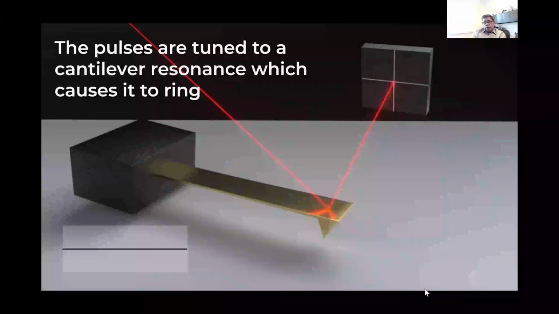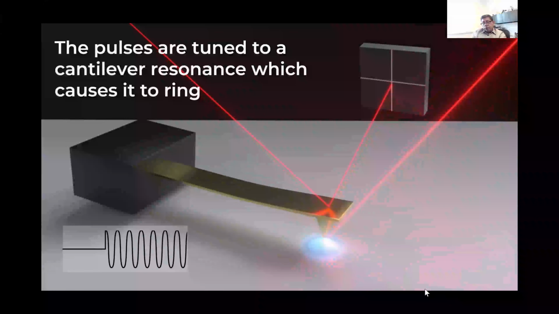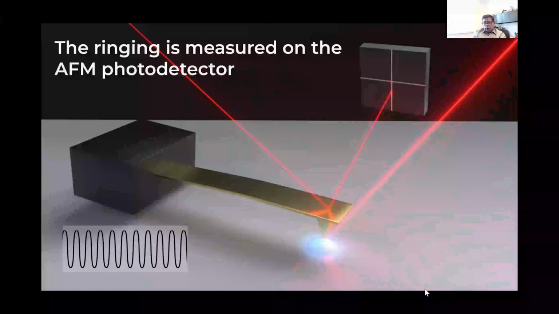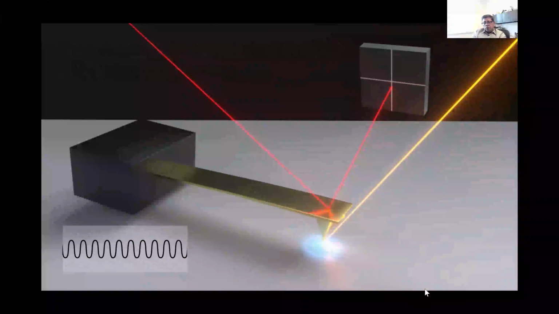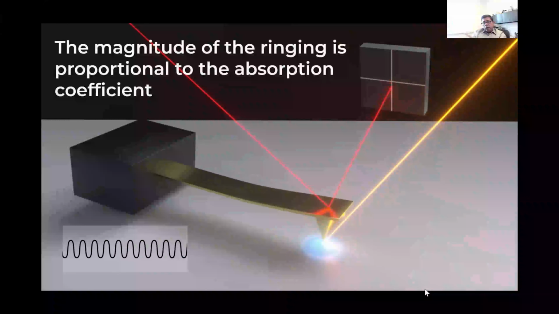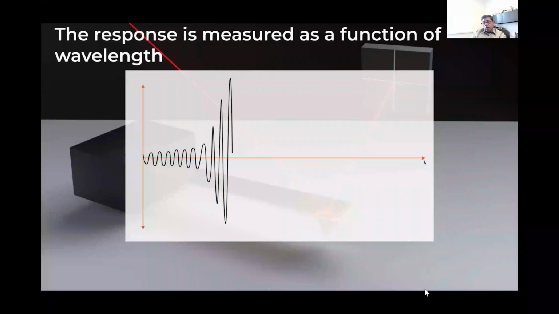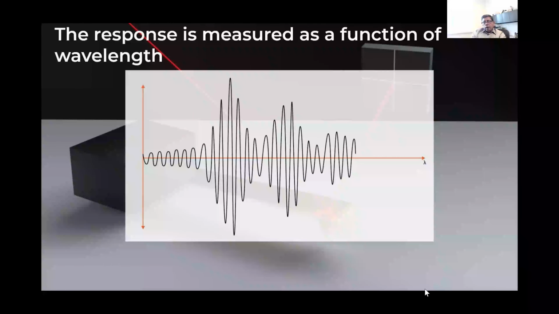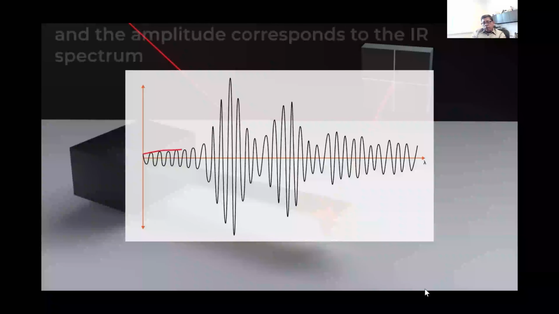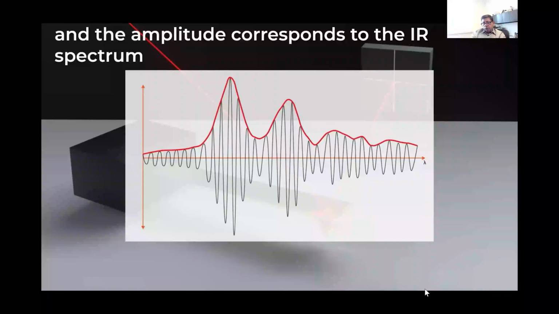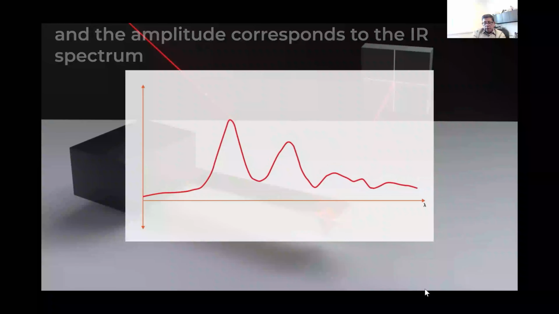And then the pulses are tuned to a cantilever resonance, which causes it to ring, okay? This has already been programmed through the software. So basically it excites the cantilever resonance, and the magnitude of this ringing, the amplitude, is proportional to the thermal expansion of that particular small volume under the probe. Okay, and then we measure this response as a function of wave number, and the amplitude corresponds to the IR spectrum. So this is how the principle of this technique works.